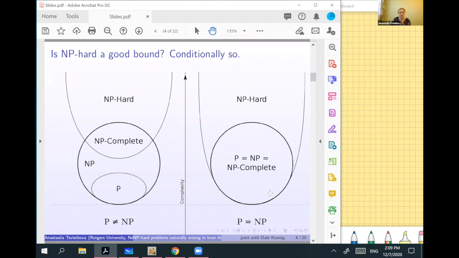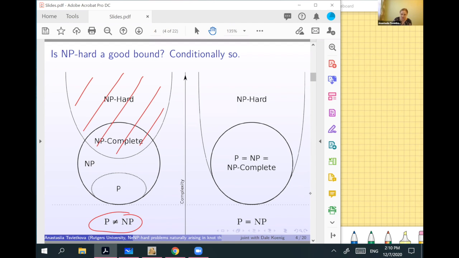It's conditionally so. Conditionally, it's a good bound, meaning if P is not equal to NP, it's a good bound. So there are two pictures. Popular belief favors this picture, P is not NP, but you know it's a Millennium Prize problem. We still don't know. And if that is true, then you have this class of NP-hard problems where it is a lower bound of complexity. It is not polynomial. However, if P equals NP, then everything is NP-hard.